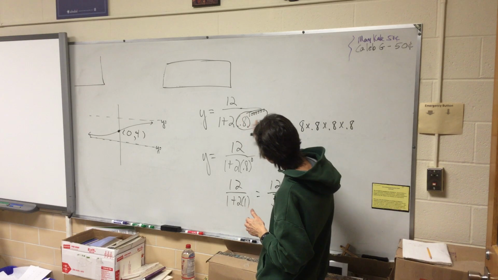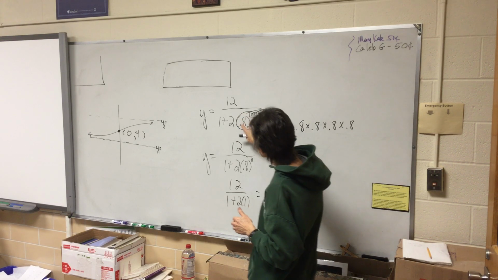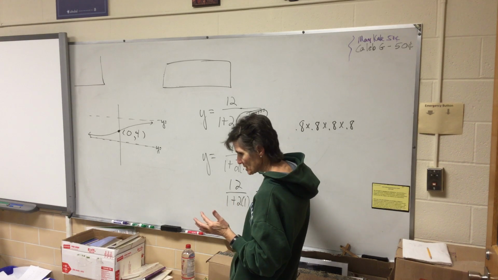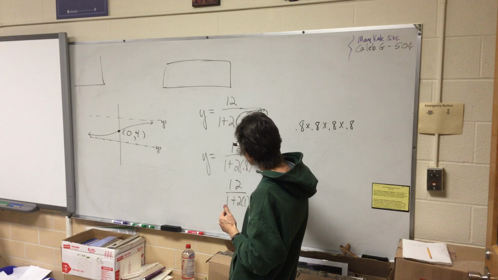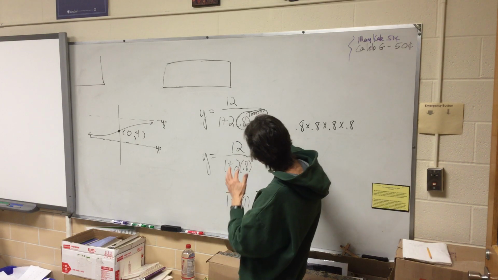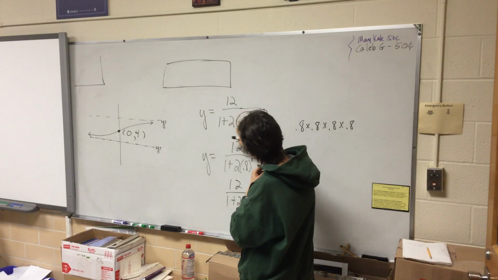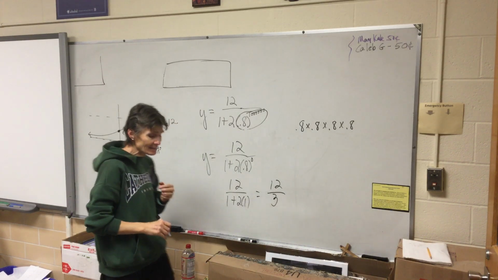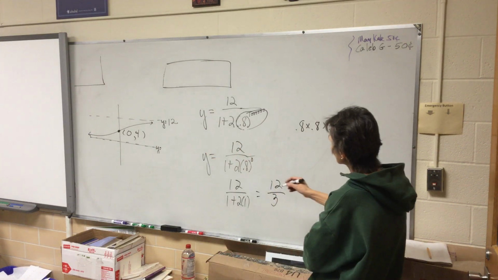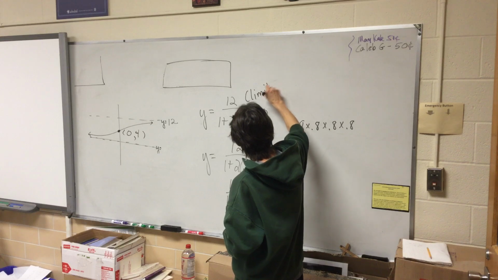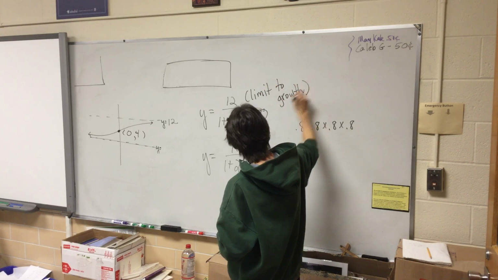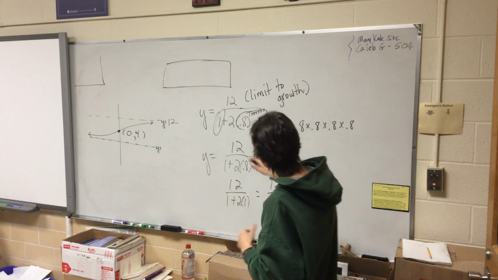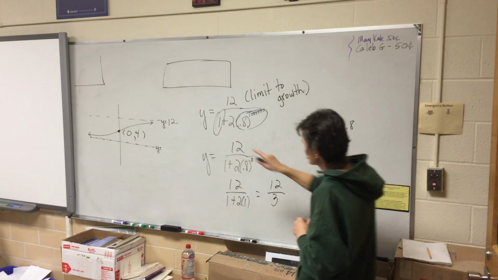Now, if this is getting very, very small, then it is getting closer to 0. 2 times 0 is still 0. 1 plus 0 is 1. So if x gets really, really big, this part goes away, and all I have is 12 over 1. So my top asymptote, which is often referred to as the limit to growth, when that number is 1, you've got to be careful. If that number is not 1, your limit to growth would be whatever this over this is. But this is usually 1.